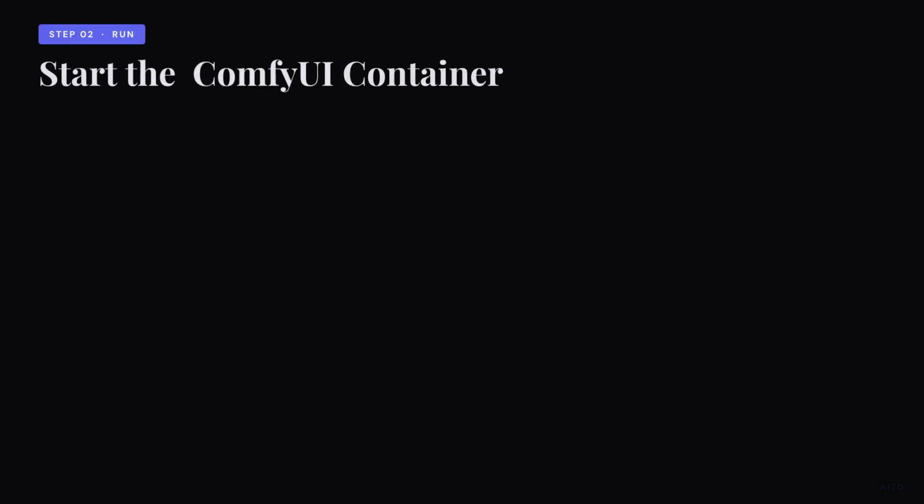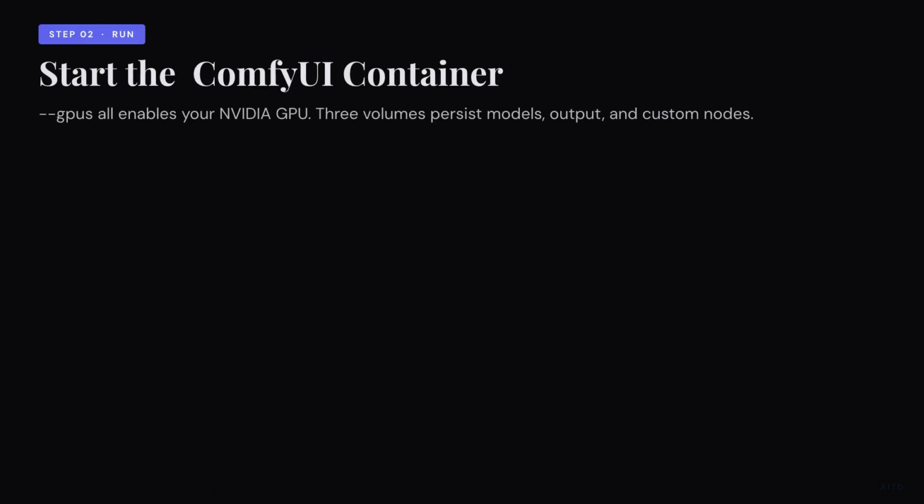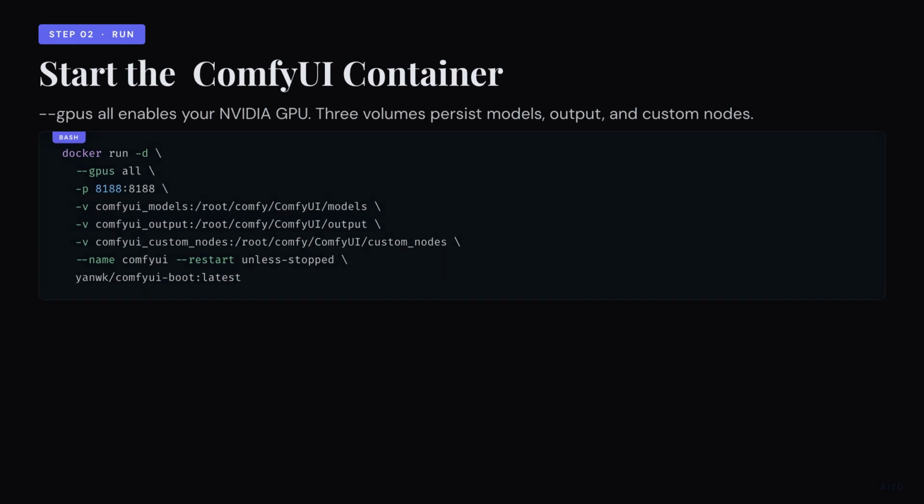Now start the container. This command launches ComfyUI with full GPU access on port 8188. Run docker run with the detached flag, then add --gpus all to enable your NVIDIA GPU. Map the port with -p 8188:8188. Add 3 volume mounts, 1 each for models, output, and custom nodes. Set the container name to comfyui and add --restart unless-stopped, so it starts automatically with Docker.